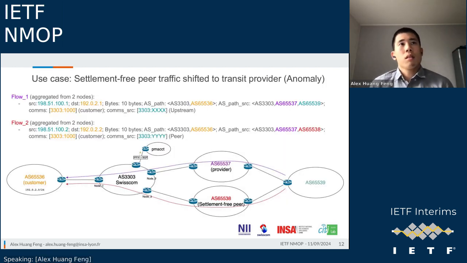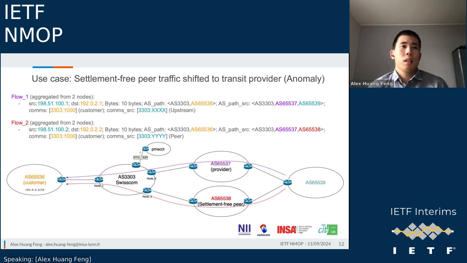And then a second case is detecting traffic that goes from settlement-free peers to a transit provider. In this case, it is not a disruption, it is an anomaly, since the connectivity is not broken between our customers and the destination AS. But from the autonomous system's perspective, we are losing money because this traffic, we are paying for it, and therefore we want to detect it. And for this, we are leveraging the BGP communities.